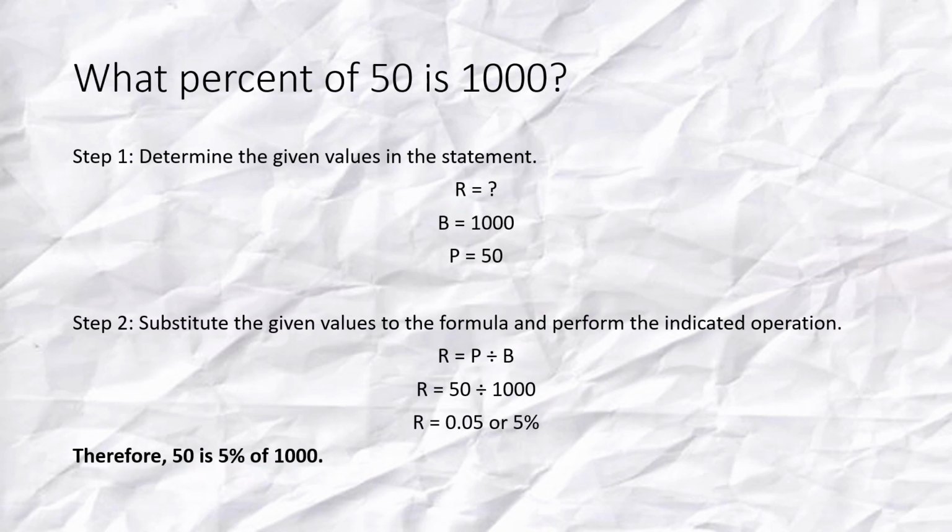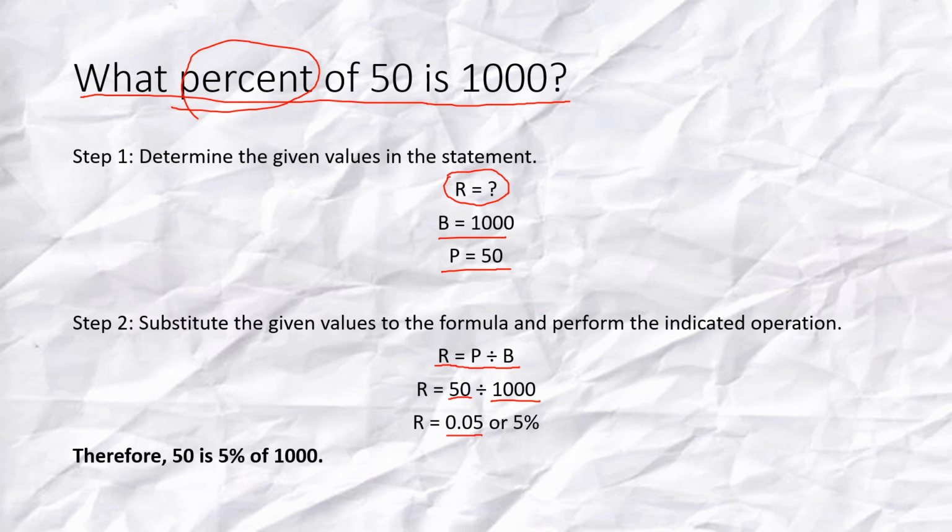Let us have another given problem. This time, what percent of 50 is 1,000? Looking at the given statement or the given problem or the given question, rate now is missing because we are looking for the percent, while the base is 1,000 and the percentage is 50. So how are we going to solve this problem? We use the formula rate equals percentage divided by the base, or R equals P divided by B, where P is 50 in the given problem while B is 1,000. So 50 divided by 1,000 is 0.05.